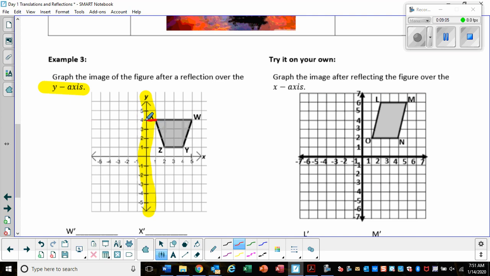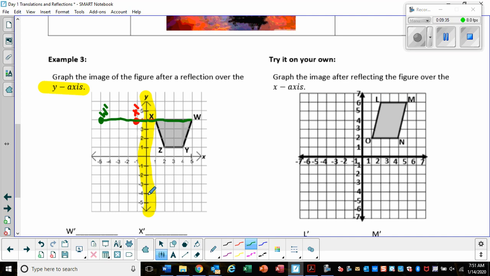So to do the reflection, I move one space away in the opposite direction. That will give me my new X. Okay? That gives me my X prime. Then I do it with the W. It is 1, 2, 3, 4, 5 spaces away. So I go in the other direction. 1, 2, 3, 4, 5 spaces away. That's my new W, my W prime.